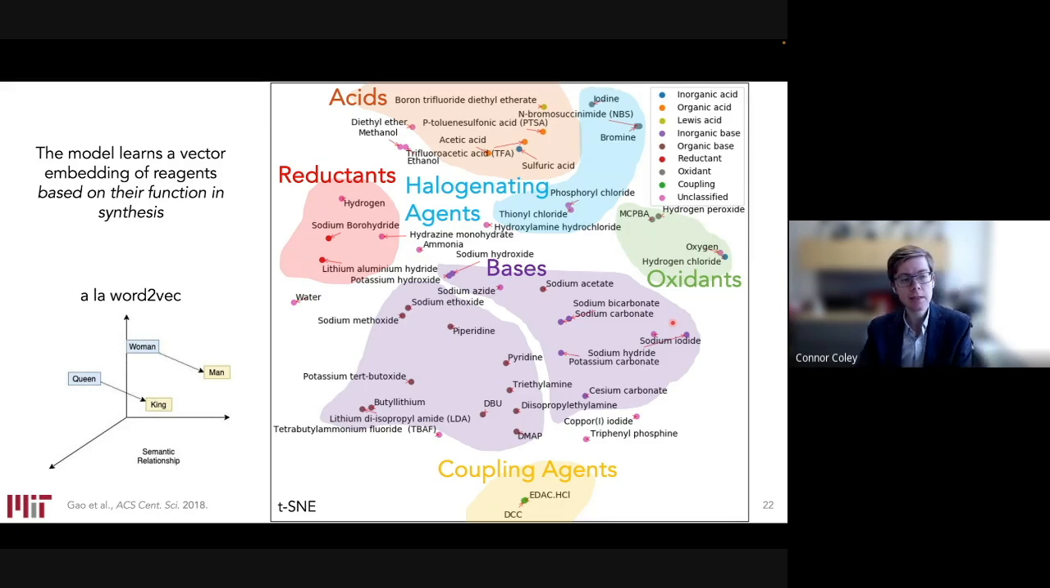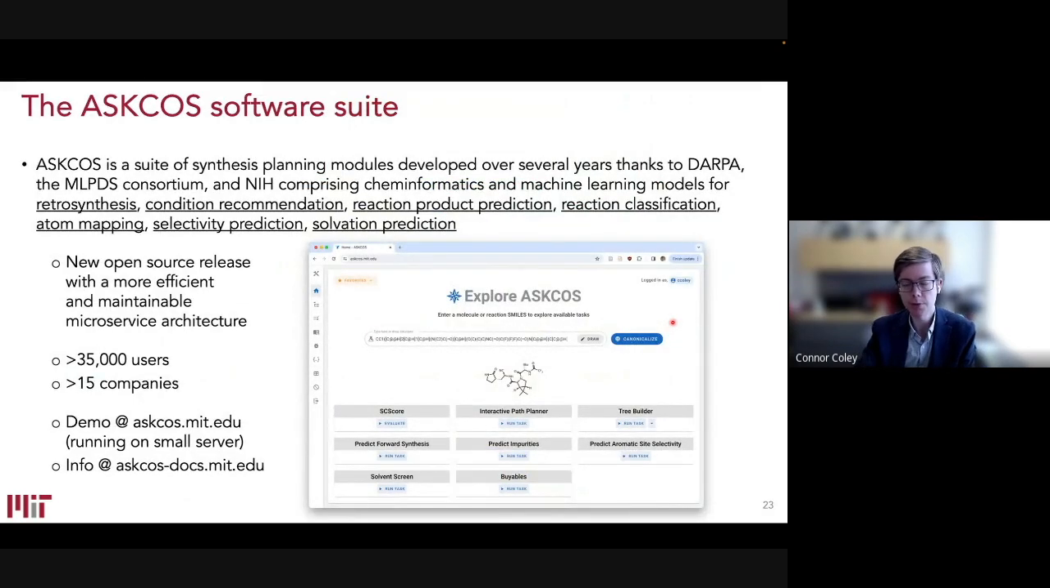So these kinds of models, just to do a short shameless plug. Over several years, we've been trying to package these up and make them available through this software suite that we call ASCOS. It's been in development in various states since 2017. And we really just try to bring together a lot of the different predictive models that we and others have built for retrosynthesis, condition prediction, product prediction, classification, atom mapping, a lot of different tasks meant to support synthesis planning in a very broad sense.